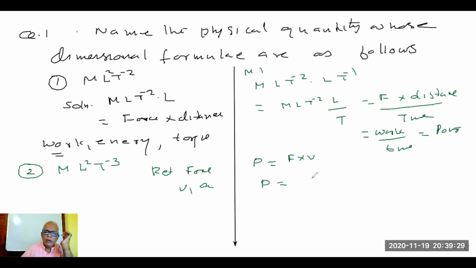Power is equal to, this part is force, this is the given formula. Let me write it better: MLT minus 2 into LT minus 1. Those who know this formula, you will be learning afterwards. F into V is power. That is the dimension of power. I hope you followed it.